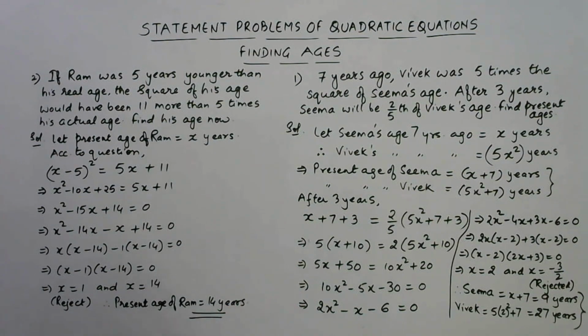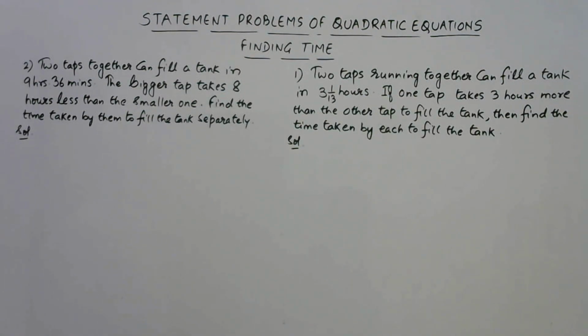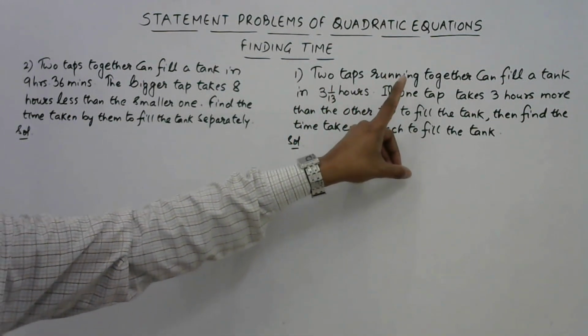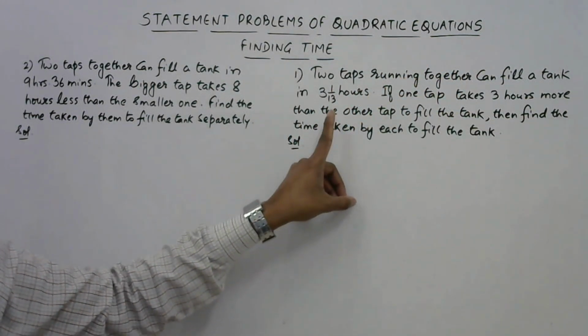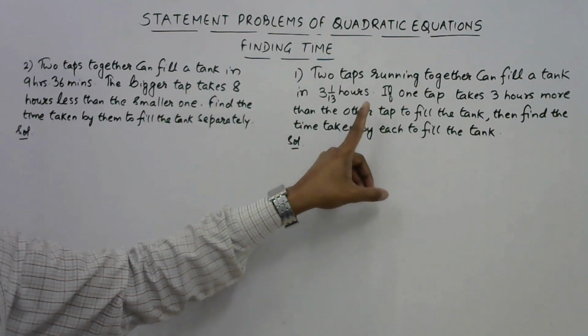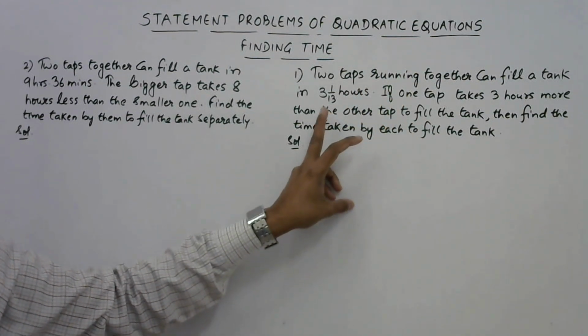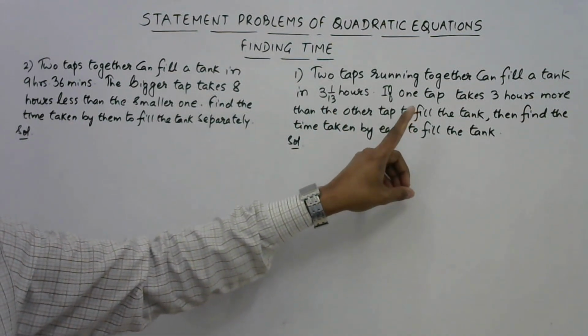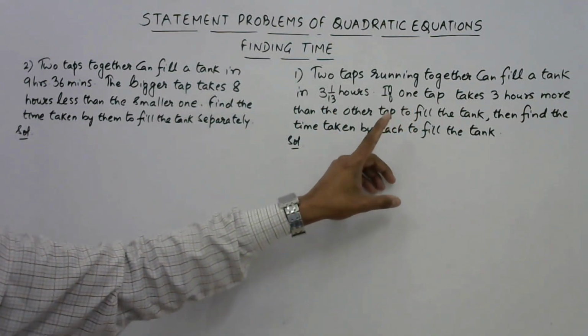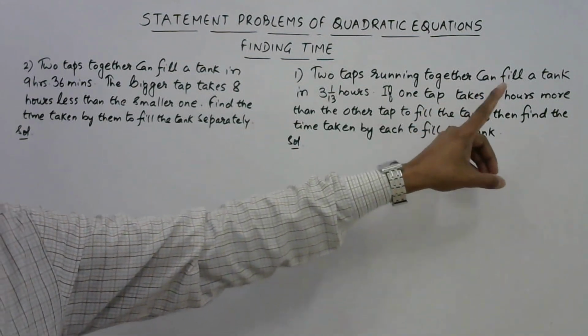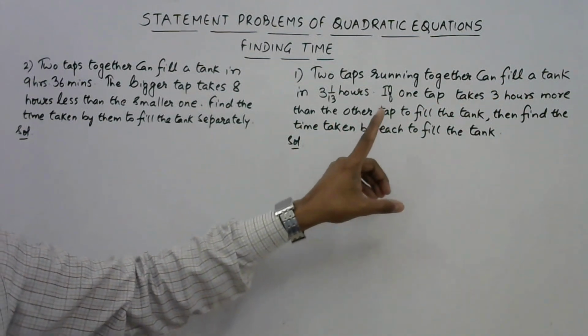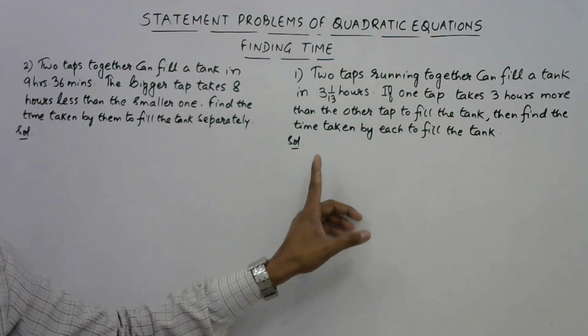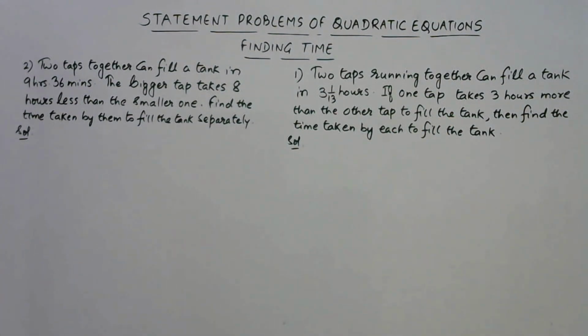The question goes like this. Two taps running together can fill a tank in 3 1 by 13 hours. So when they are open together, they fill a tank in this much time. Now, comparison of the time taken by them separately is given. If one tap takes 3 hours more than the other tap to fill the tank, then find the time taken by each to fill the tank separately. So we need to find the time taken by the two taps separately to fill the tank.